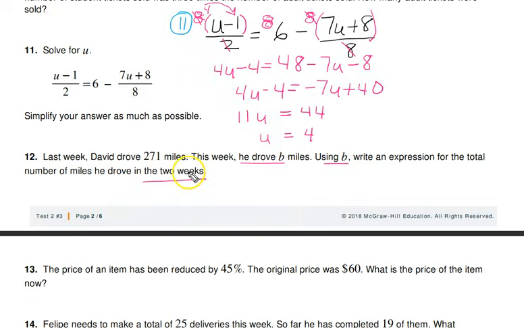Well, that's pretty straightforward. He drove 271 in that first week. And in the second week, he drove this many miles. And that's the answer. So it's nice to have something easy. It's not an equation. And if it equaled a total number, then that would be something else. But that's what we have so far.